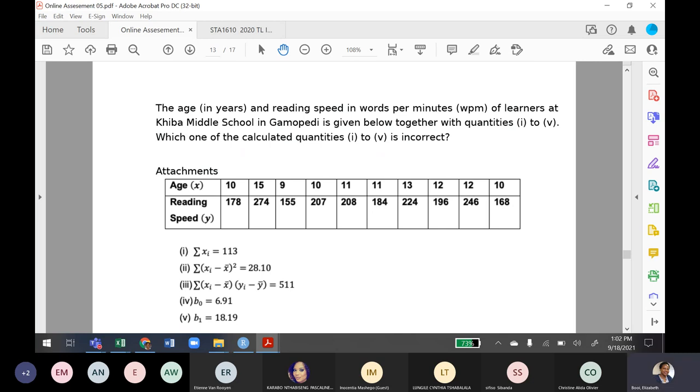The age in years of reading speed and reading speed in words per minute of learners at Kiba Middle School in Khamupedi is given below, together with the quantities number 1 to 5. Which one of the quantities 1 to 5 is incorrect? Now, they want you to check whether these values are correct or incorrect.